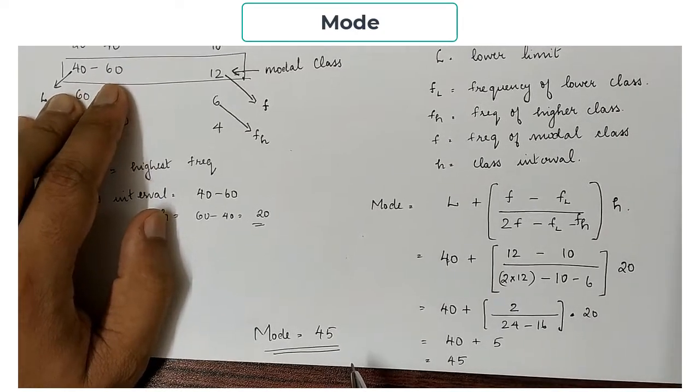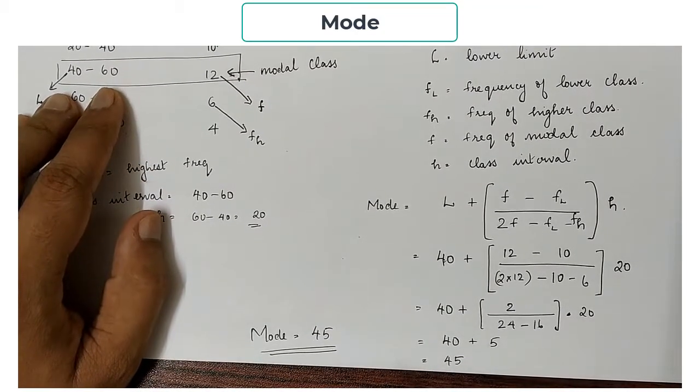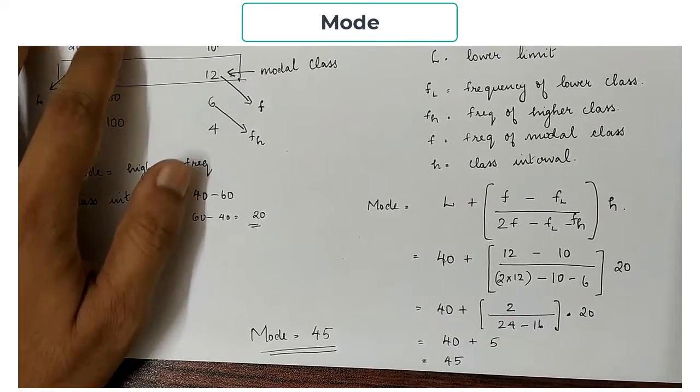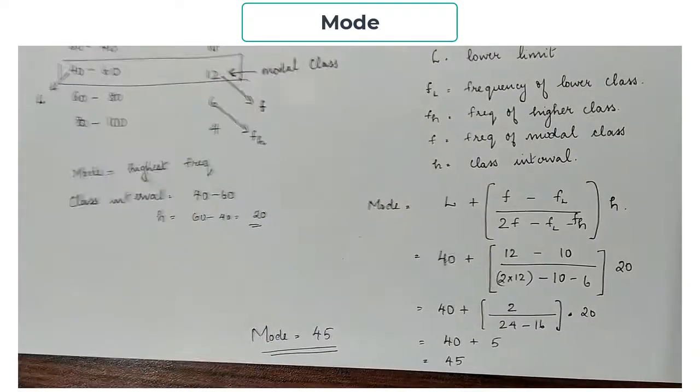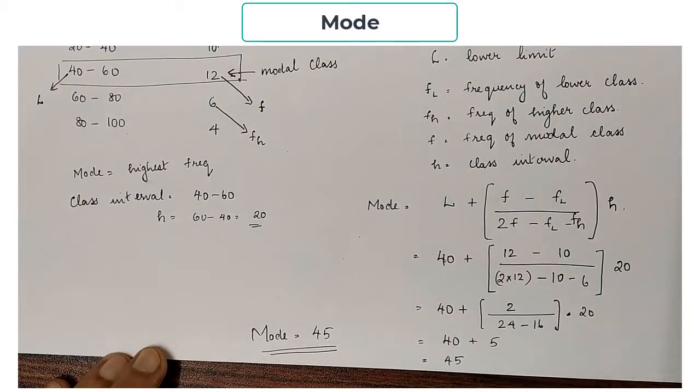So this is how you calculate the mode of a given data set when the data set is given in this particular format. I hope you got it.